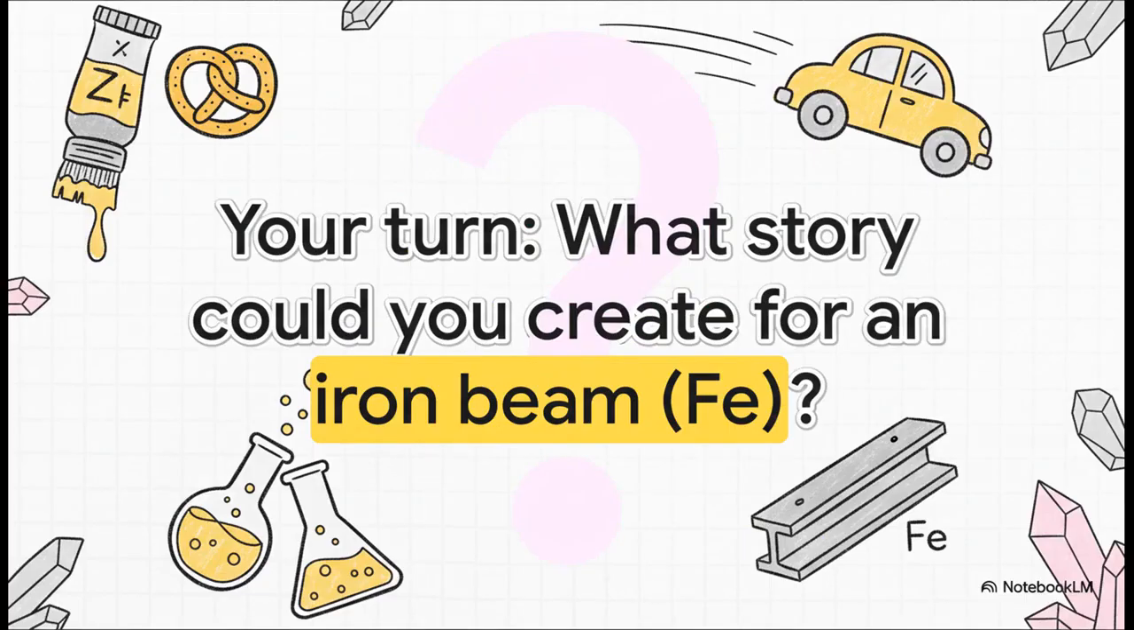So now it's your turn to be the storyteller. Let's say our painter Zinc finds a rusty old iron beam. That's Fe. What kind of memory story could you come up with to remember one of its minerals, like, say, hematite or magnetite? Get creative, drop your best story ideas in the comments below, and we'll see you in the next explainer from the John Lewis Memory School.